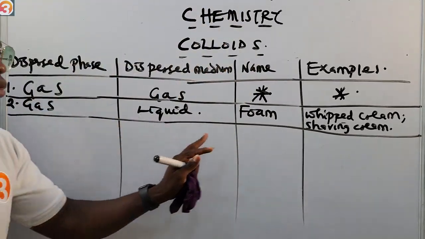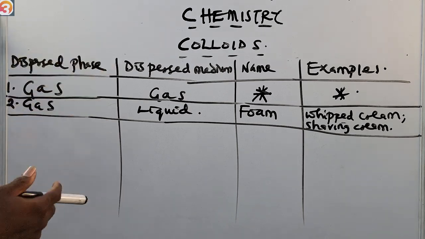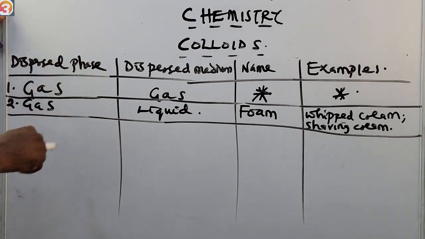So the name of gas liquid colloidal system is called what? Foam. An example is what? Whipped cream and shaving cream. Those are examples of gas liquid colloidal system.